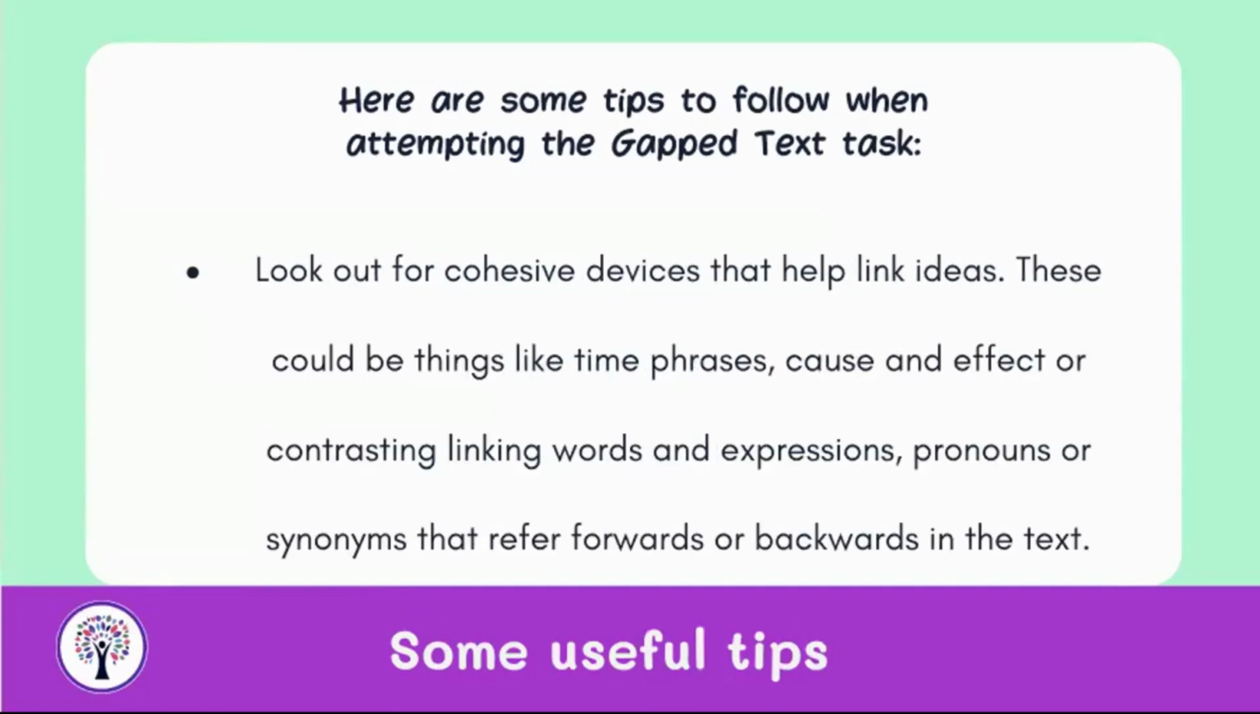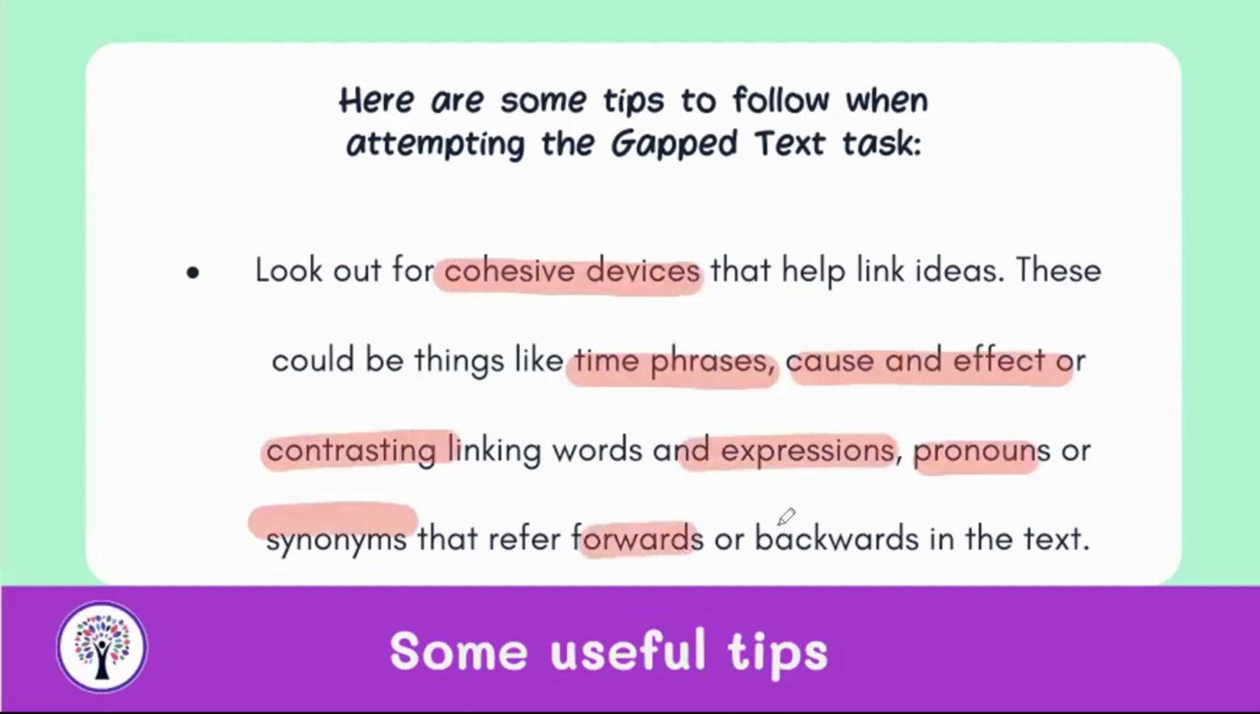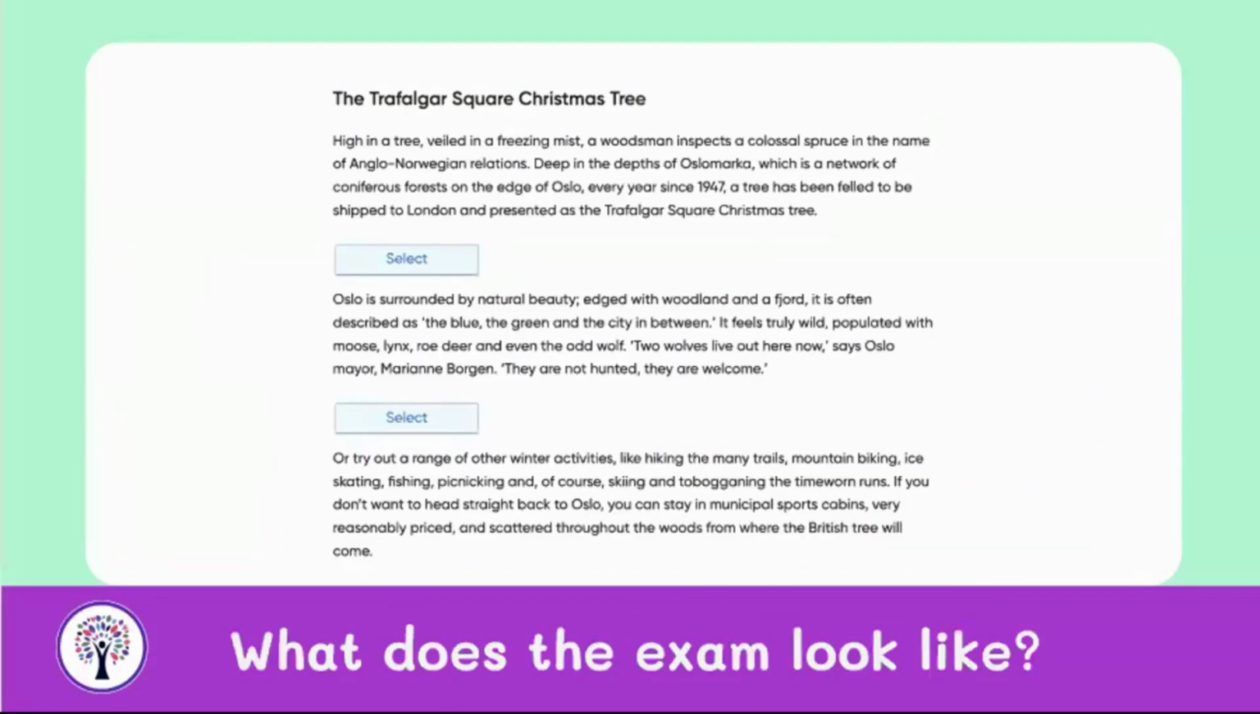Then we need to go back and look out for cohesive devices that help to link ideas. These could be things like time phrases, cause and effect phrases, contrasting linking words, expressions, pronouns, or synonyms that refer forwards or backwards in the text. Let's have a look at some of these together now, everyone.